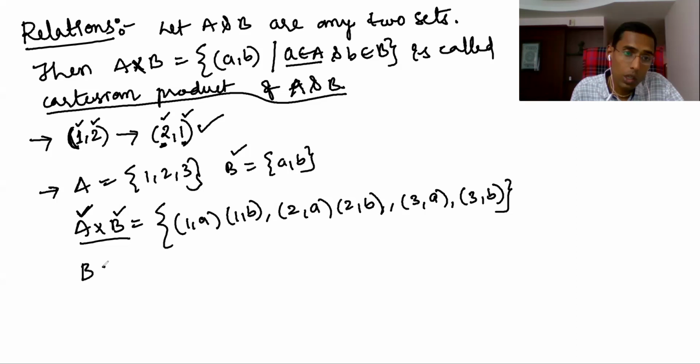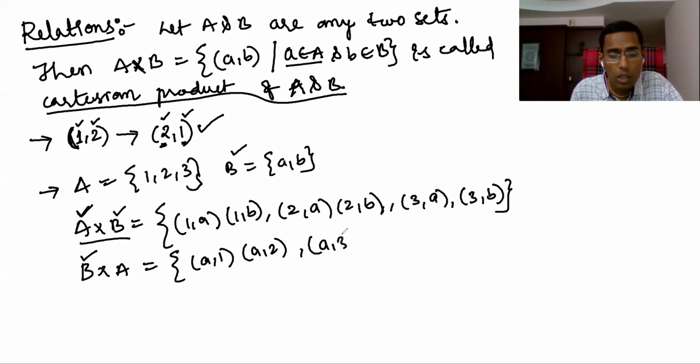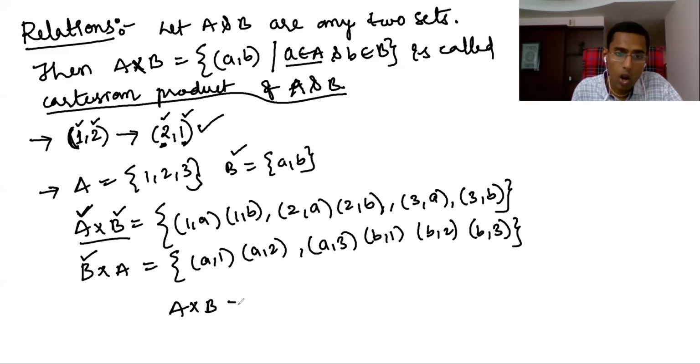Now the Cartesian product of B and A is completely different, because your first element you have to take from B. That is (a, 1), (a, 2), (a, 3), (b, 1), (b, 2), (b, 3). So this is completely different. Therefore A cross B is not equal to B cross A in general.